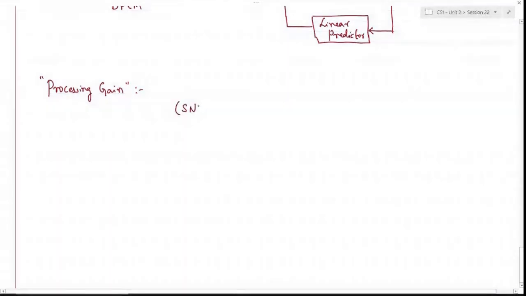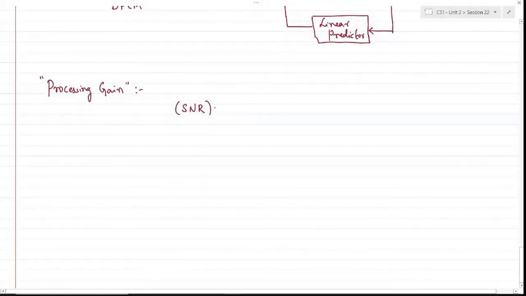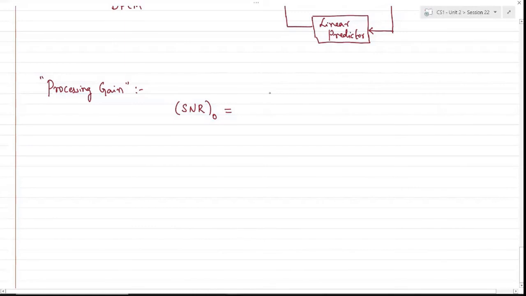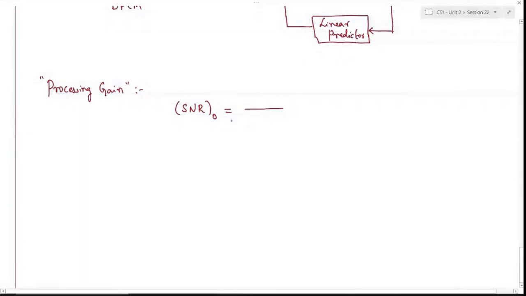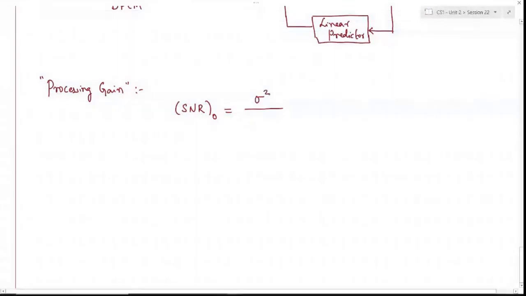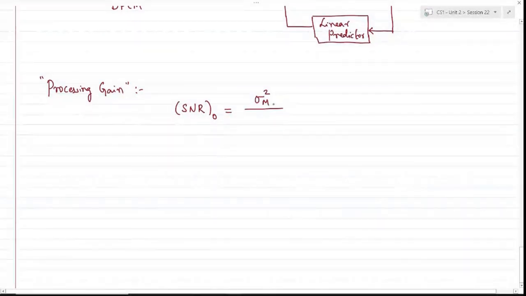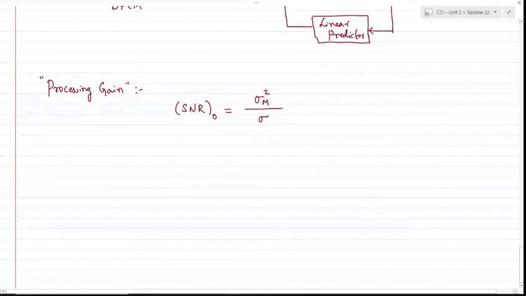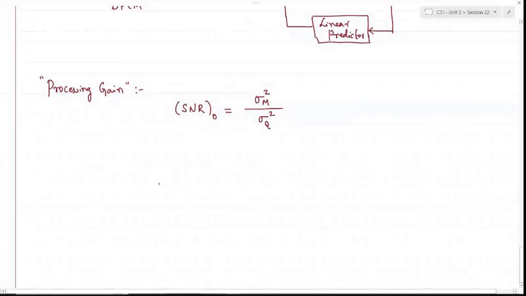The processing gain is in terms of the signal to noise ratio at the output of this quantizer, so the output of this complete DPCM system, which is a ratio of signal power to noise power. Signal power, we know, we express in terms of variance itself. We can express the signal power as sigma square suffix m, where m stands for the message sample or the random variable m of t, and the noise involved in our entire process is the quantization noise itself. So we can represent it as sigma q square.